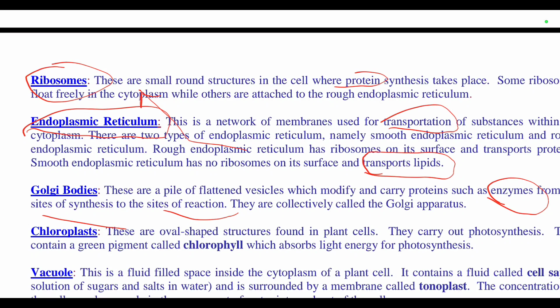In the plant cell, we might be aware of the chloroplast. Okay, these are oval-shaped structures found in plant cells only. They carry out photosynthesis. They contain a green pigment called chlorophyll. The function of chlorophyll is to absorb light energy used for photosynthesis. Okay?